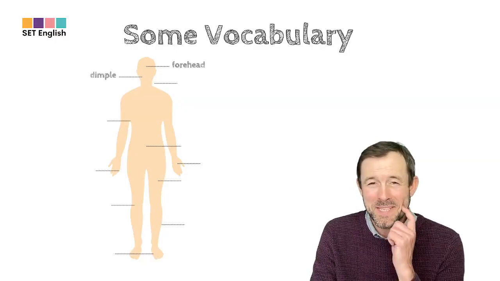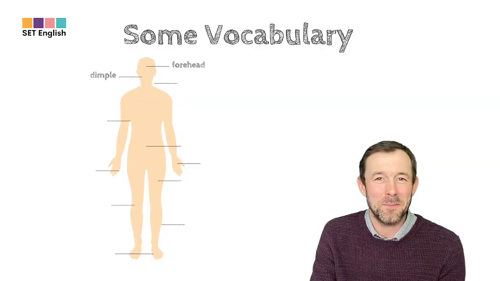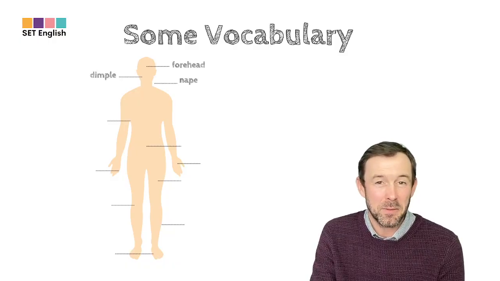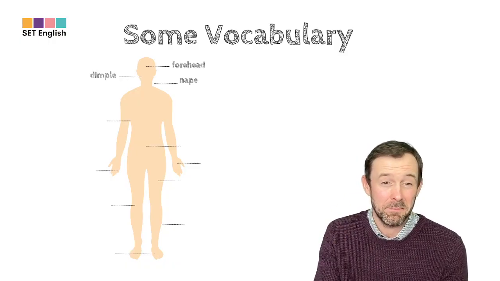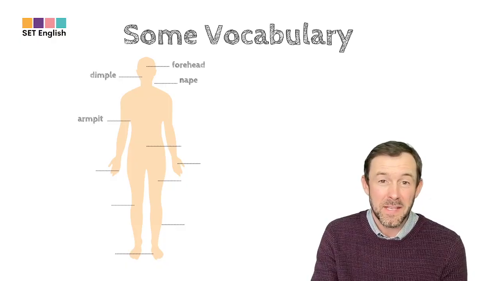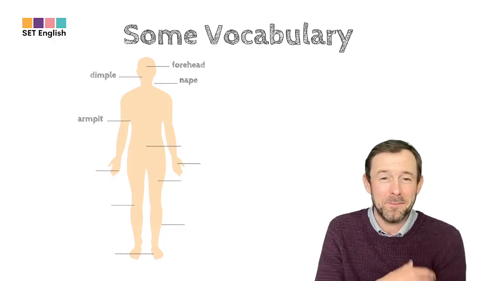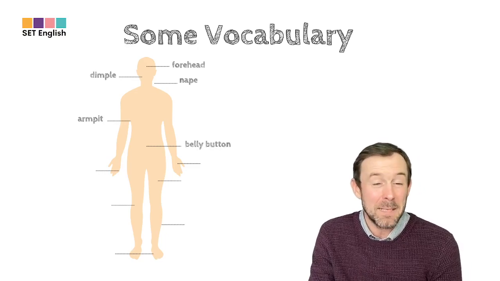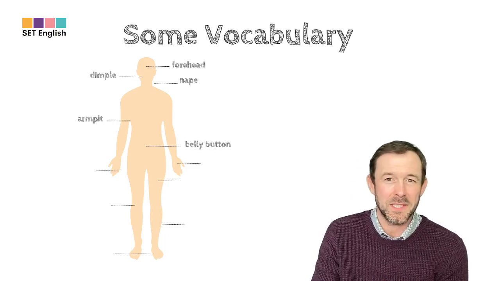Dimple. The dimple is here on the side of your face. Sometimes babies have them when they smile. Nape, that's the area on the back of your neck. Armpit, the axilla, that's the armpit here, okay? Gets a bit smelly if you play tennis, okay? We've got belly button, where the umbilical cord was attached.